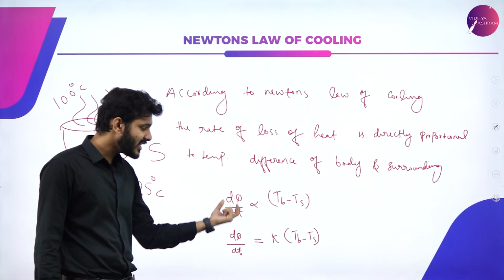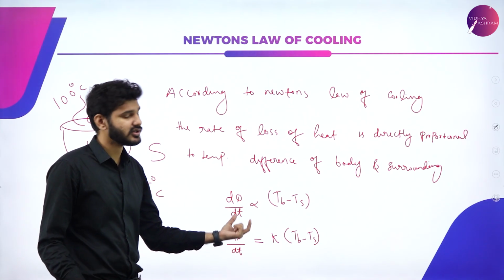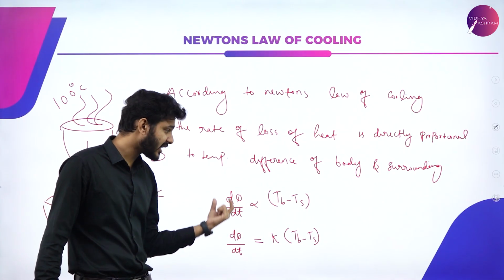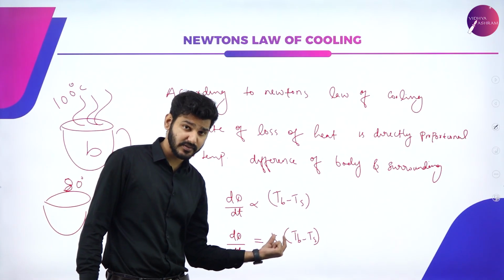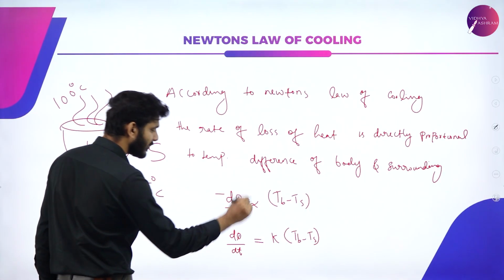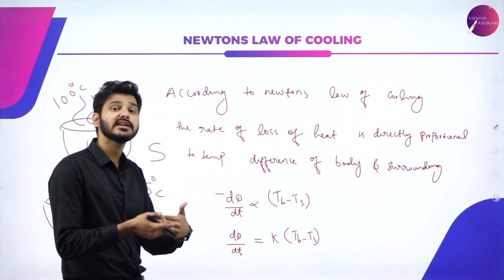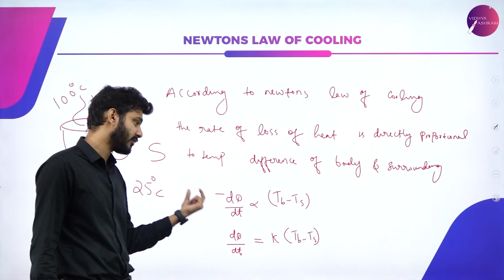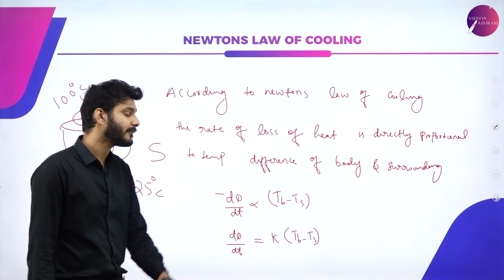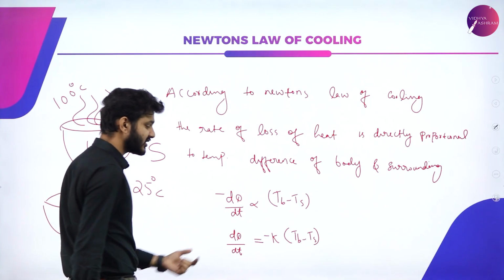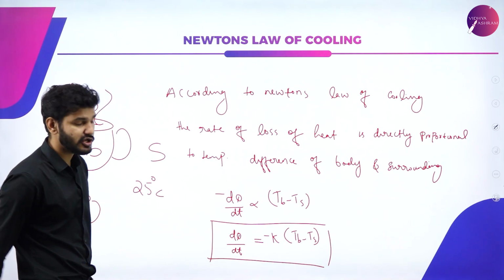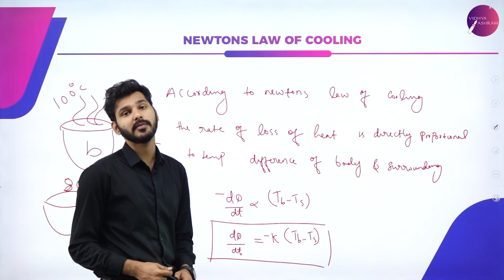So it states that the rate of change, d by dt, meaning rate of change of heat, is directly proportional to the change in temperature of the body and the surrounding. And since it is loss of heat, I'm just putting a minus sign here, indicating that heat is lost. And in order to avoid the proportionality sign, I'm introducing a constant k, and we can shift the minus sign over to that side and we have Newton's law of cooling, that is dQ by dt is equal to minus k (Tb minus Ts).